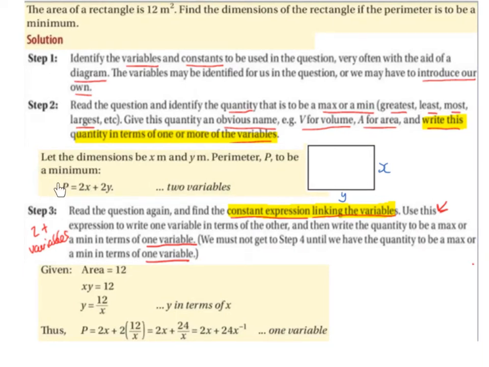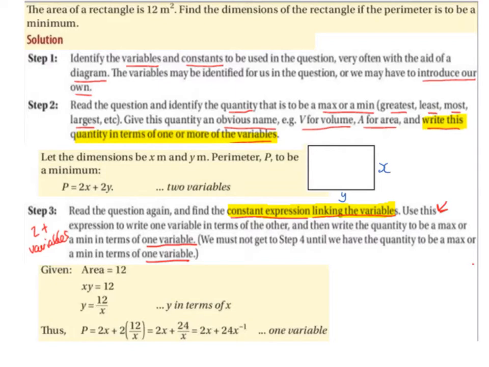So our perimeter is equal to 2x plus 2y. We're going to swap this y for 12 over x. Thus P equals 2x plus 2 times 12 over x. That gives us 2x plus 24 over x, because 2 times 12 is 24. And 24 over x is the same thing as 24x to the power of minus 1. So the perimeter is 2x plus 24x to the power of minus 1. Now we have the perimeter in terms of one variable, which is what we want.